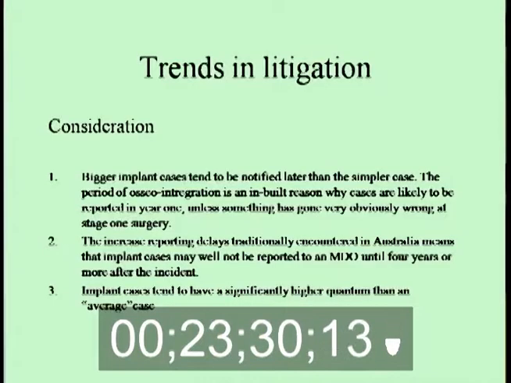And then the medical indemnity organization, and then you should consider risk management strategies. Let us look at the trends in litigation, and you have to listen very carefully to these trends. Bigger implant cases tend to be notified later than simpler ones. You notice that? The single implant cases are the problems. The multiple implant cases are not so much of a problem, and if there are problems, it comes much later.